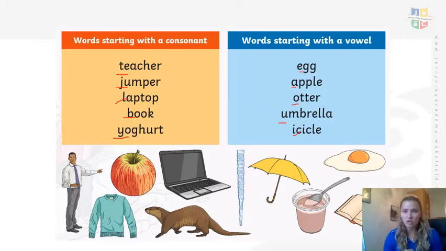I want you to now have a look around the room, and I want you to look at objects. So for example, for me, I can see that I'm sat in front of a window. I know window starts with a consonant because it begins with a W and is not A, E, I, O, U. You could even write some sentences to say window starts with a consonant. I could see I've got a pen, so I could write pen starts with a consonant.